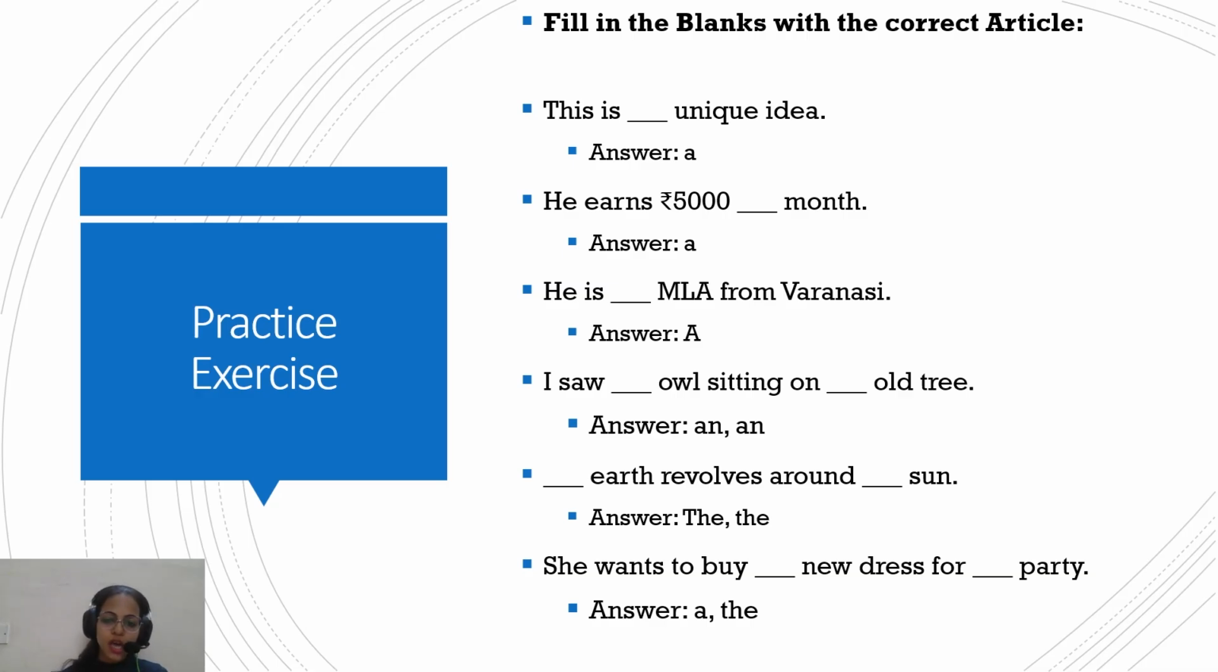Okay. I saw dash owl sitting on dash old tree. So I saw an owl sitting on an old tree because O is a vowel, so we use an. Dash earth revolves around dash sun. The earth revolves around the sun. Very specific. She wants to buy dash new dress for dash party. She wants to buy a new dress for the party because when we are saying dress, we are not specific of which dress. So we are going to go shop a new dress, some new dress. But for the party, because there is one party that she's been invited to where she'll be going. So she wants to buy a new dress for the party.